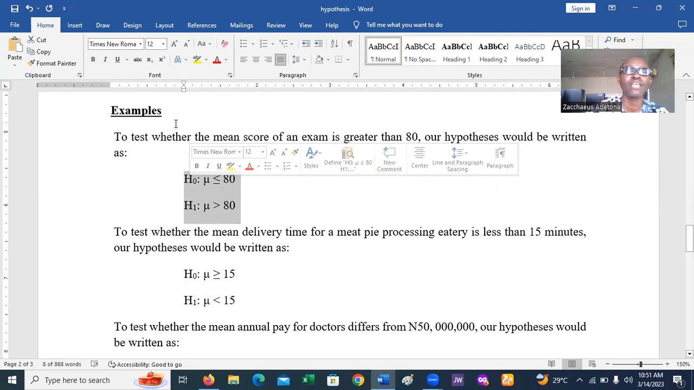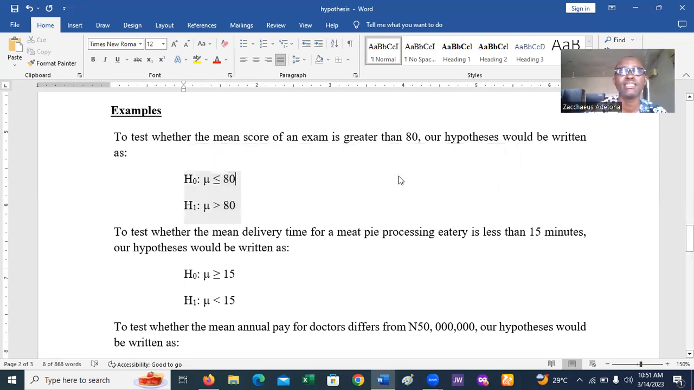There's no number left out. I hope you can see that clearly. There's no number left out. That is the proper way to formulate a hypothesis. You must not leave any condition out mistakenly. So if the null hypothesis says mu not equal to 80, and then it didn't say mu less than 80, it means there will be a particular number that is left out. So that should not be.